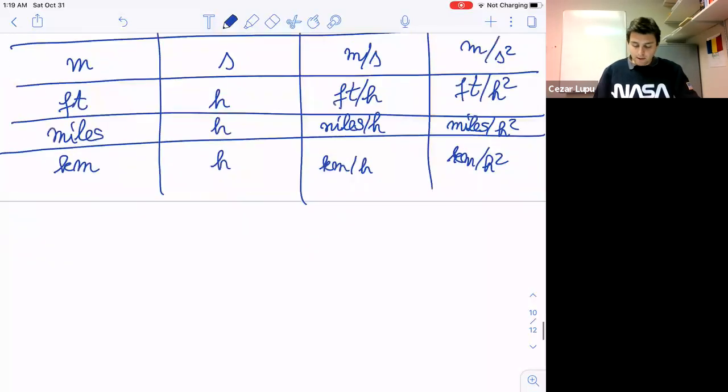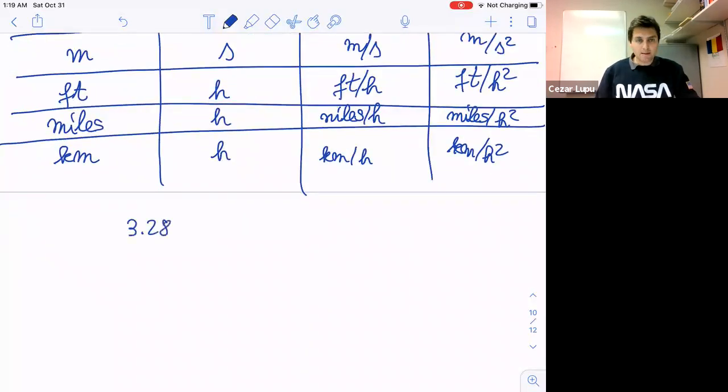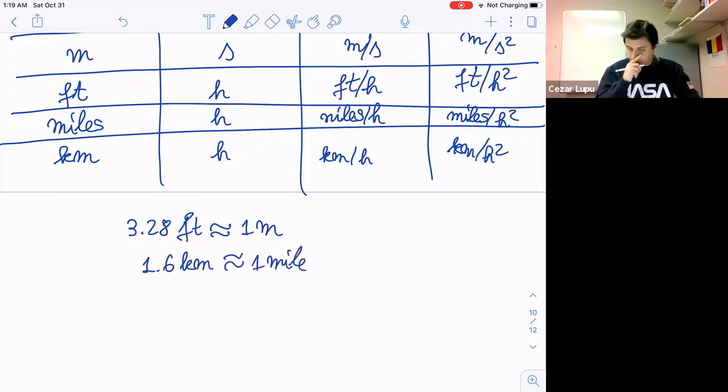Anyway, keep in mind that 3.28 feet is approximately 1 meter. Also, 1.6 kilometers is approximately 1 mile, and also 1,609.33 meters is 1 mile. Anyway, it doesn't really matter. Let's put it like this. Okay, so this is what you need to know.